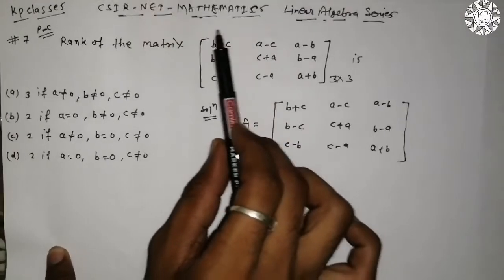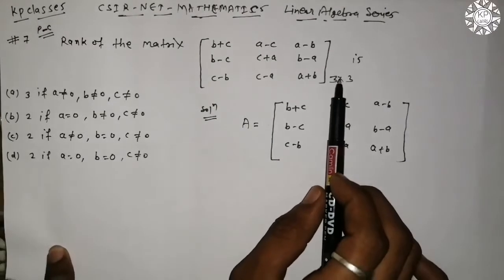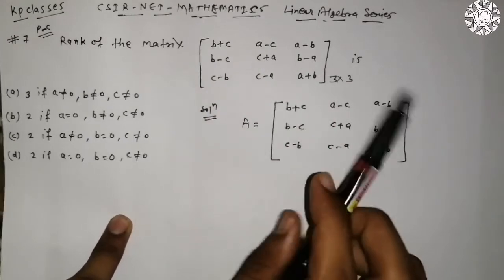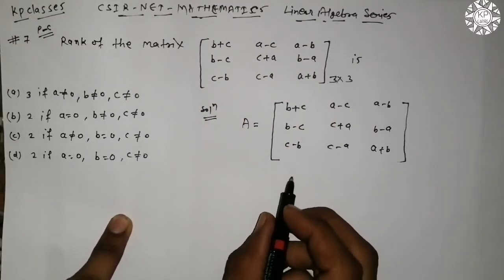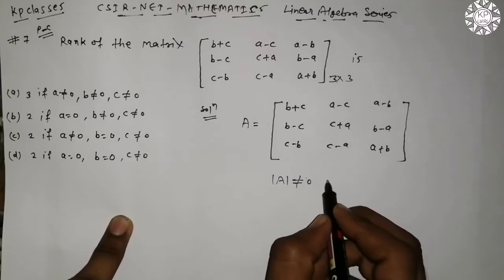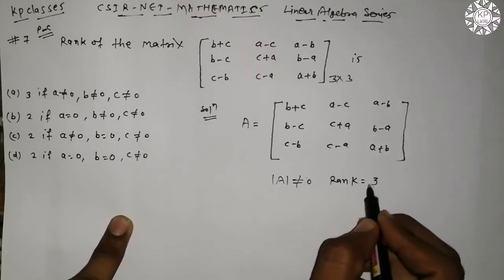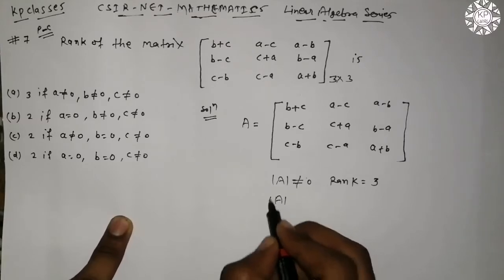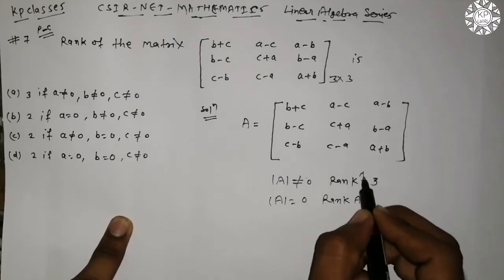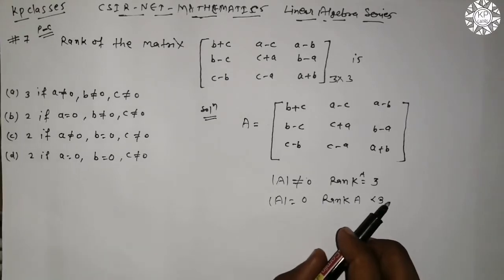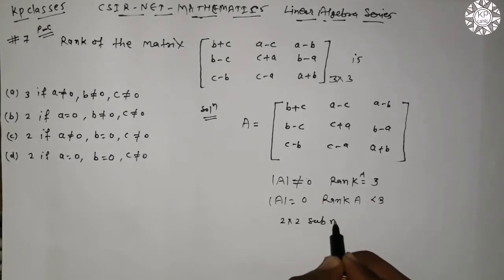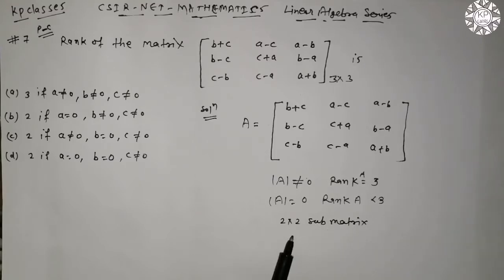Then friends, we know the property for rank. Let this matrix be A. If the determinant is not equal to 0, then the rank of A equals 3. If the determinant is 0, we can say the rank of A is less than 3. Now we take 2 cross 2 sub matrices.